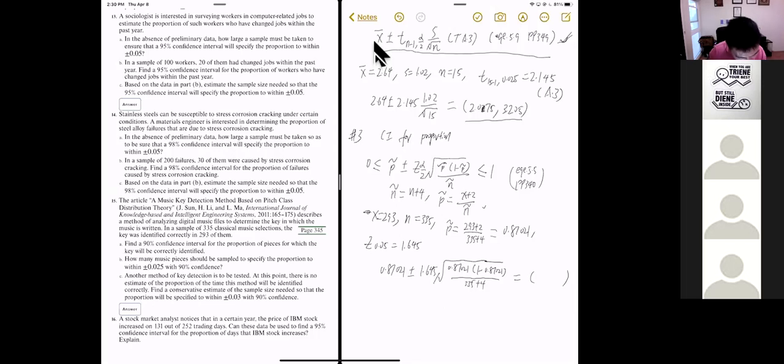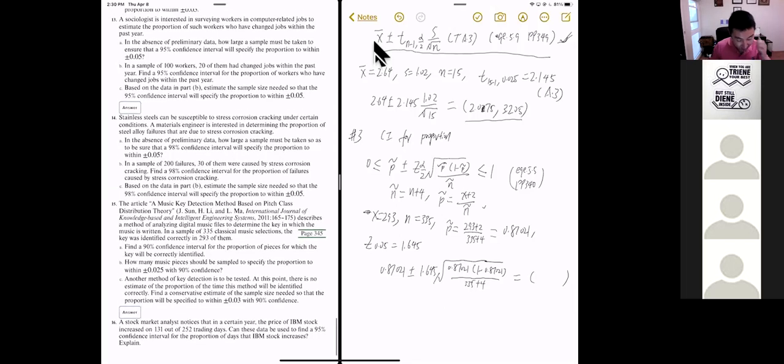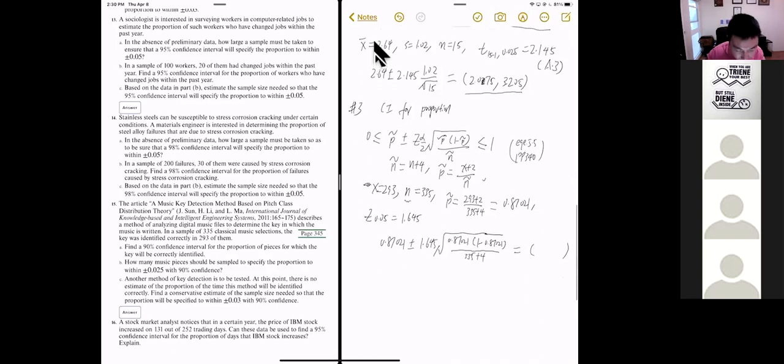Part B. So part B is asking how many music pieces. This is a question about N. Again, use the same equation, but we calculate backwards. That's part A. Part B.